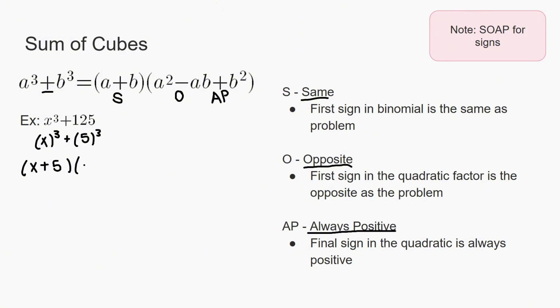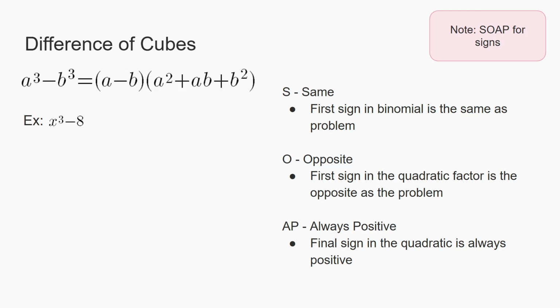And then we have a squared, which is x squared. We have minus a times b, which is 5x. And we add b squared. b is 5, this is 25. And when you factor it, you should check your signs. So here we have S, O, A, P. So same, plus, plus, opposite, plus, minus, and always positive is plus.